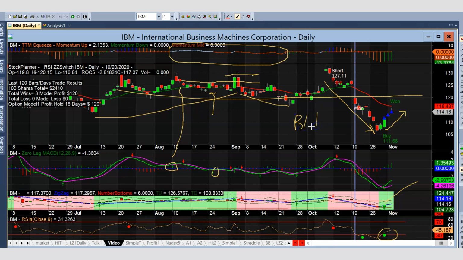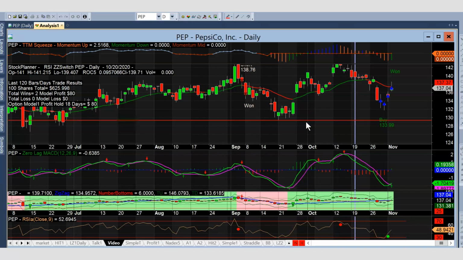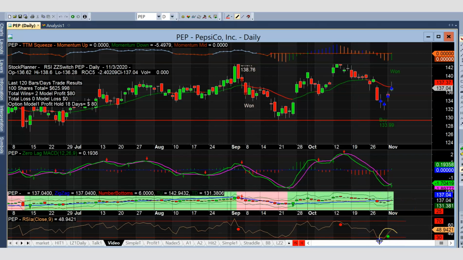RSI buy. So the last stock I'd like to cover today is Pepsi. With Pepsi, we have an RSI signal for today. There it is. In fact, over the last 3 days, we had RSI signals. Usually the RSI signals last a few days. You don't have to rush right out and do it. I had taken this one and have won. And I could take it again today if I chose to.